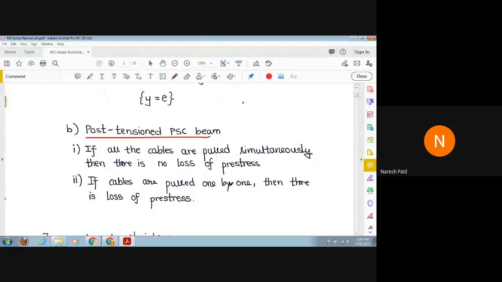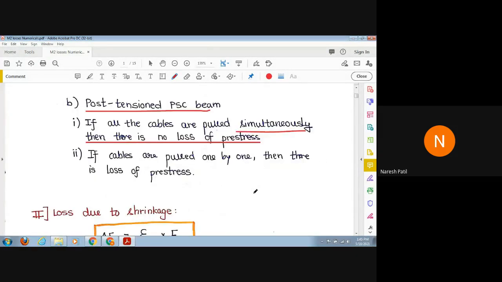So here we have the important notes. That is, if all the cables are pulled simultaneously, then there is no loss of pre-stress. Look, if there are a number of cables in the beam, and all the cables are stretched at a time, so there will be no loss. But if the cables are pulled one by one, there will be loss of pre-stress. Okay, so you have to keep this in mind. Whether it will be mentioned in the question, whether the cables are pulled simultaneously or the cables are pulled one by one, at that time you have to calculate the loss.